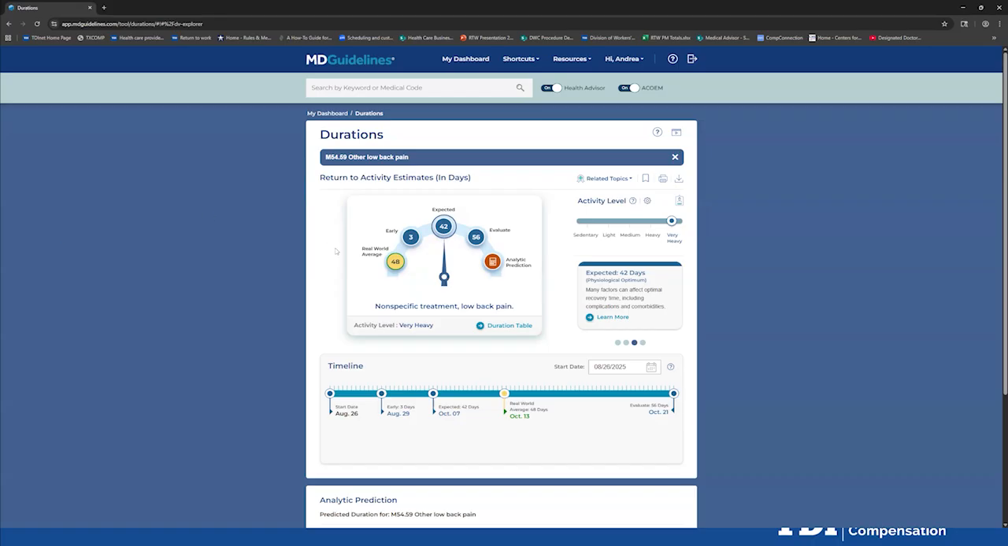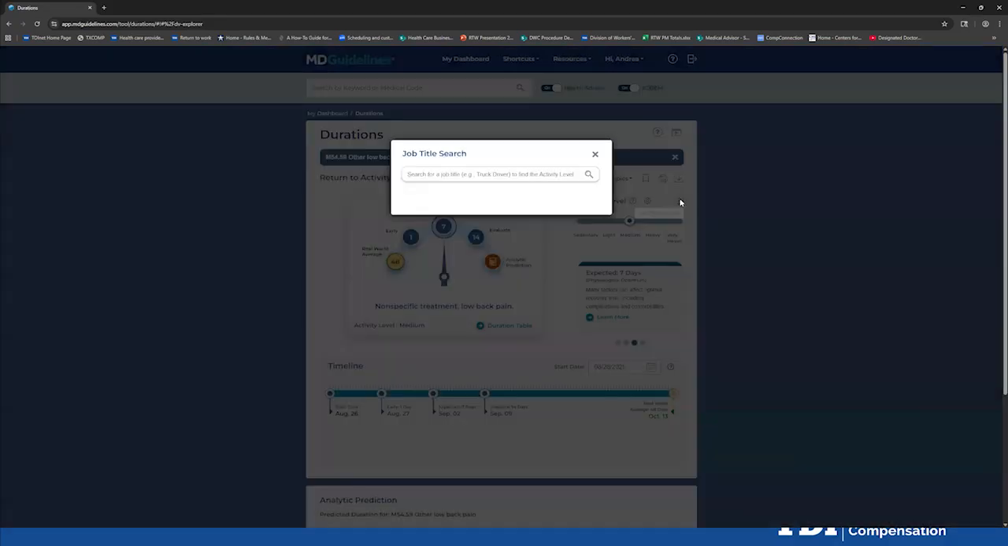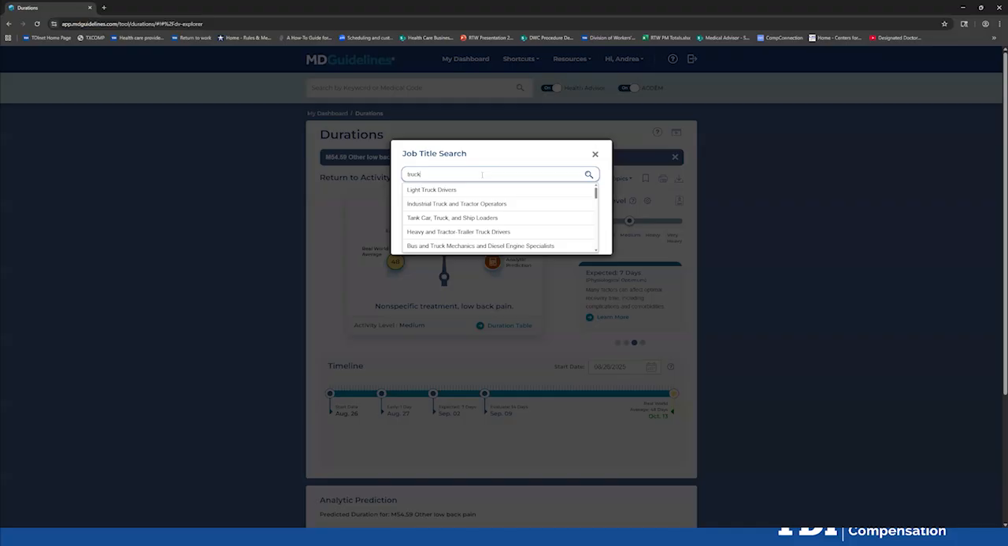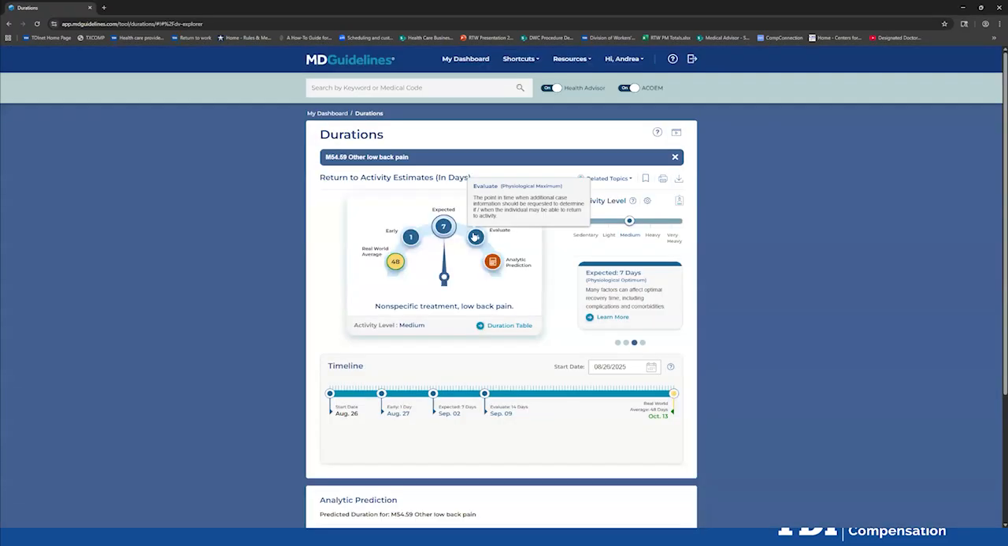And you can customize this also. I'm going to move this back down to medium. Oops. The neat thing here, it has a job title explorer. So I can put in exactly the kind of job that my patient might do if I was a doctor. So I'm going to put in truck driver. And I see heavy and tractor trailer truck drivers. And I'm going to apply this to my model. So it shows here they have a medium work level.